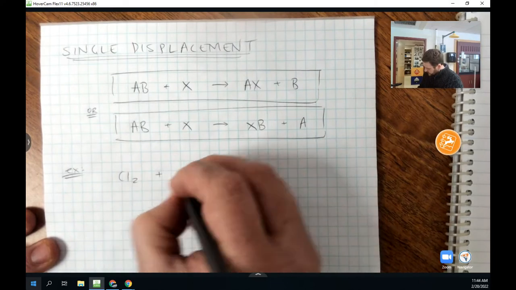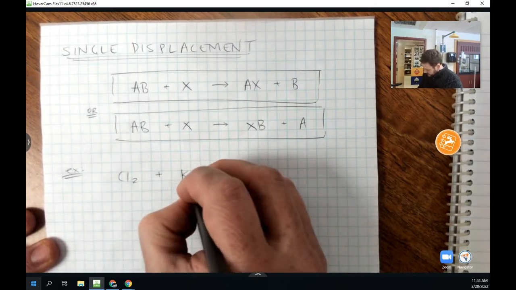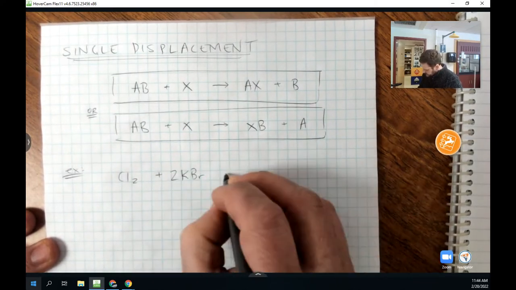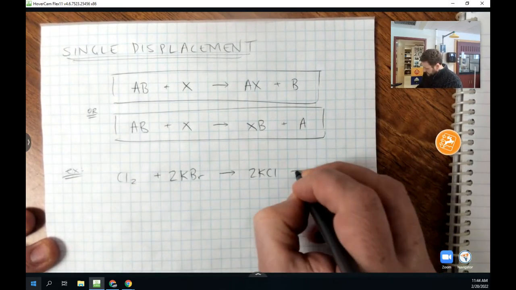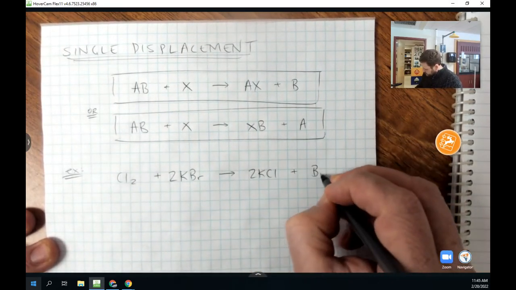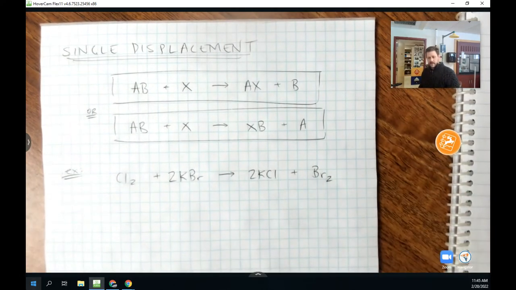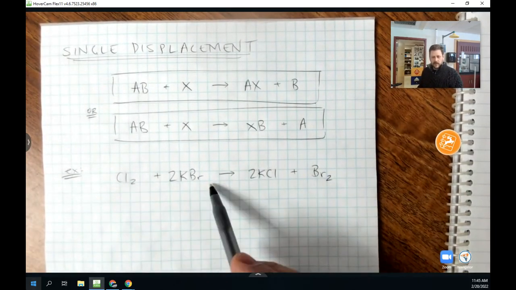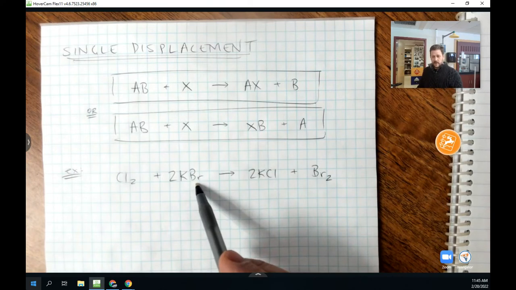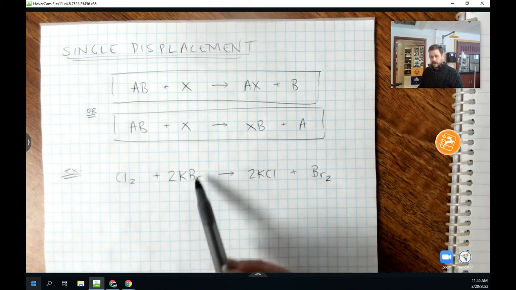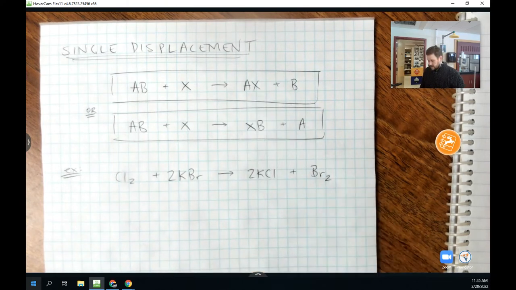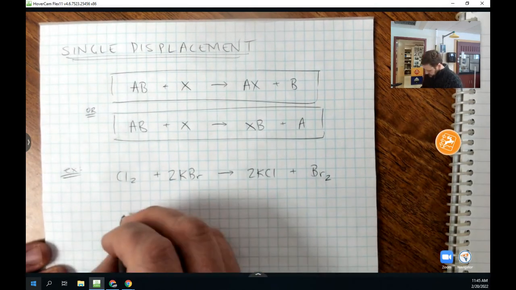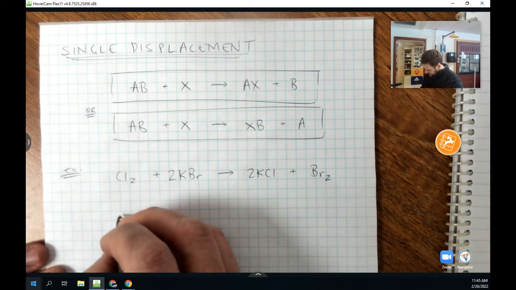Diatomic chlorine reacting with potassium bromide. I'm going to add the coefficients here as I go to give potassium chloride and displaced bromine. Now you can see here it was the chlorine which kicked out the bromine. So this would be an example of a nonmetal displacing a nonmetal, like in the first example here, or an anion being replaced by a similar element.